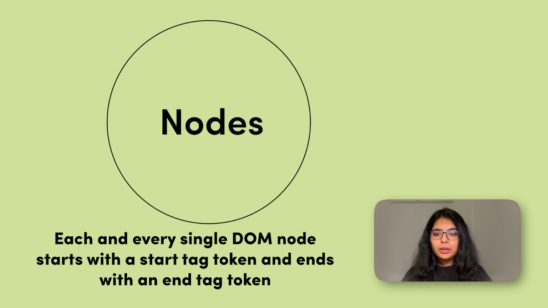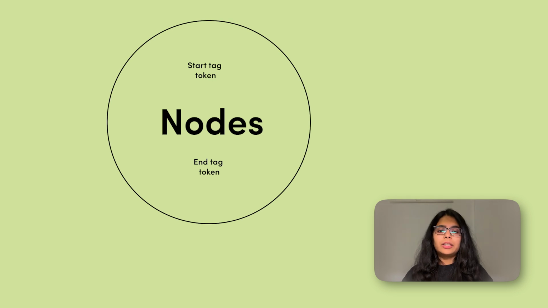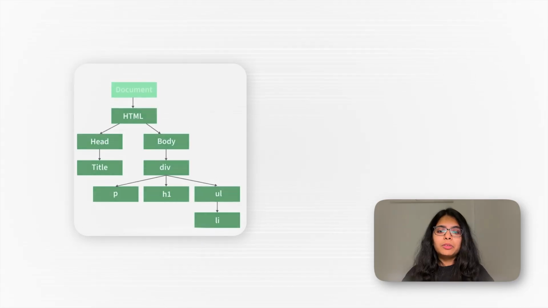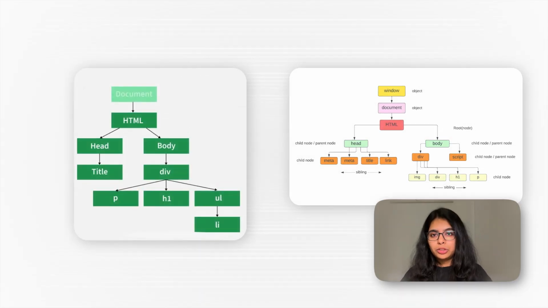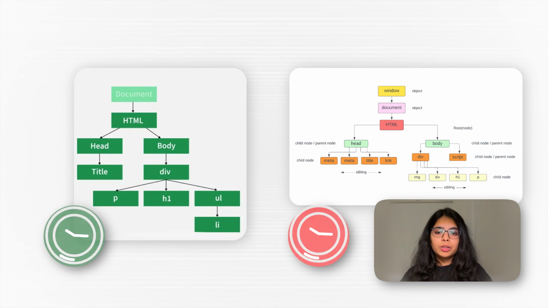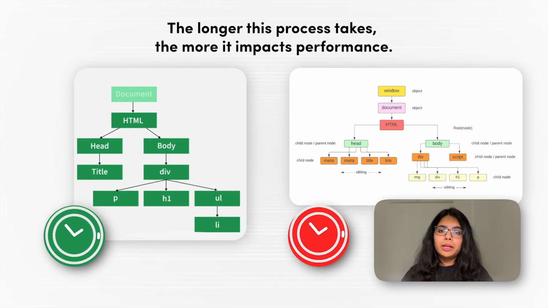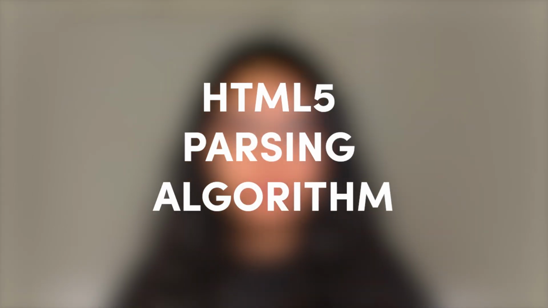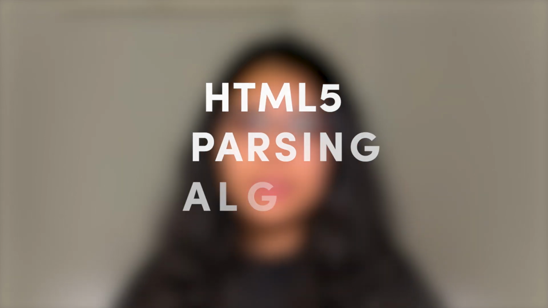Each and every single DOM node starts with a start tag token and ends with an end tag token. These nodes contain all the relevant information about the HTML element. One thing to note here is that the greater the number of nodes you have in your HTML code, the longer this process is going to take, which ultimately is going to impact performance. If you're wondering how these nodes are created, they are created using an HTML5 parsing algorithm, which gives us the entire constructed tree.